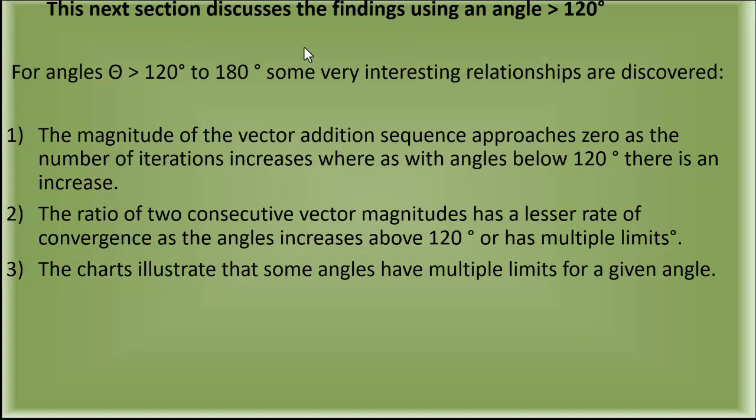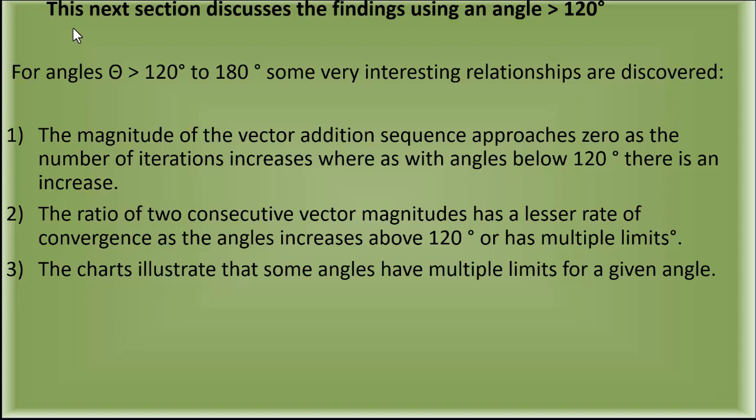In this next part of the discussion, I'm looking at angles above 120 degrees up to 180. And there's some interesting relationships that are discovered here. The magnitude of the vector addition sequence approaches 0 as the number of iterations increase. So the numbers are decreasing. If you look at it graphically, it sort of makes sense.